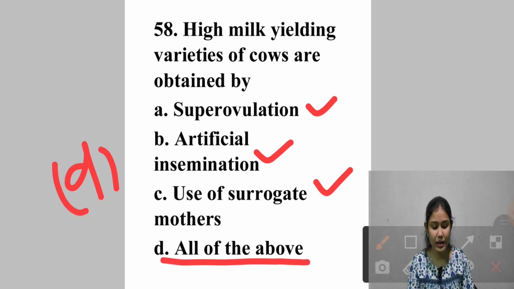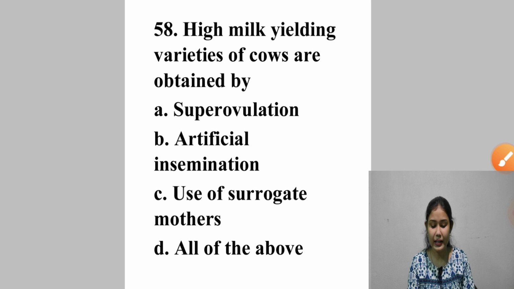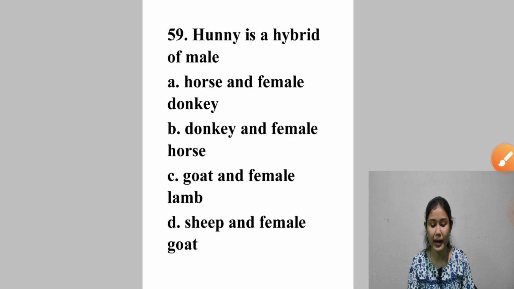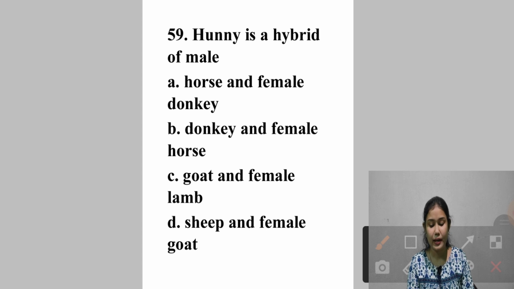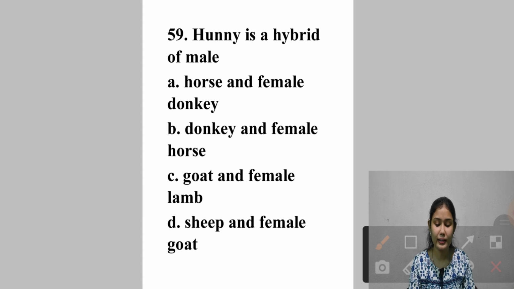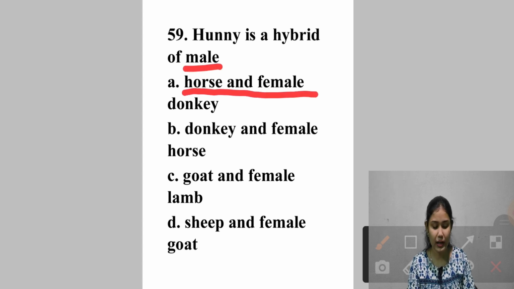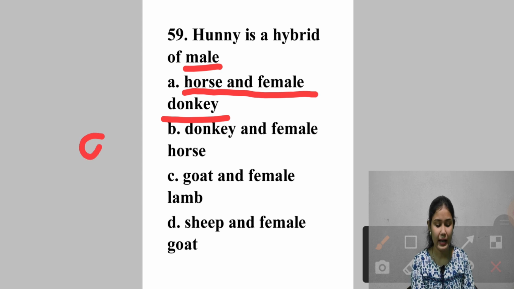Now come to question number 59. Honey is a hybrid of: A, male horse and female donkey; B, male donkey and female horse; C, male goat and female lamb; D, male sheep and female goat. Okay, so it's a very important question. याद रखना that honey is a hybrid of your male horse and female donkey. Okay, so answer will be option A.